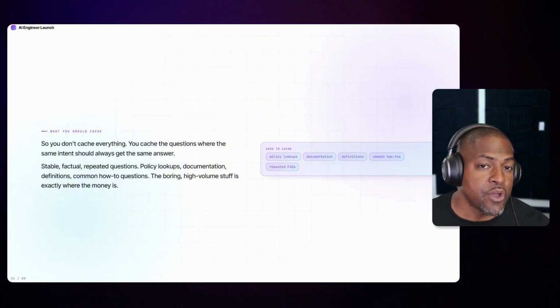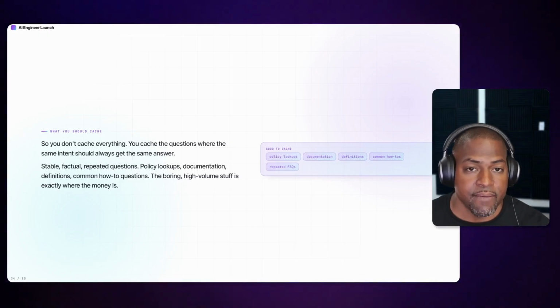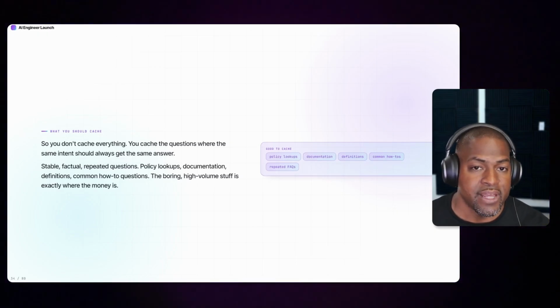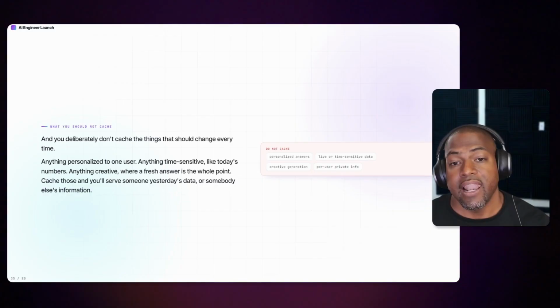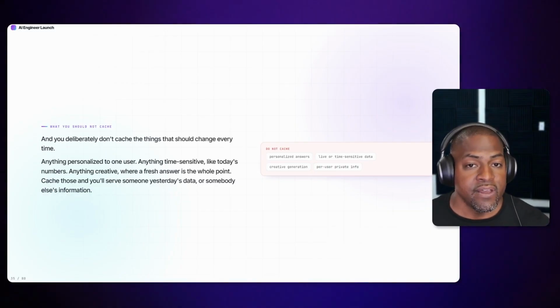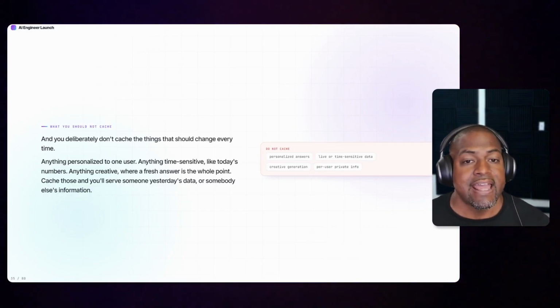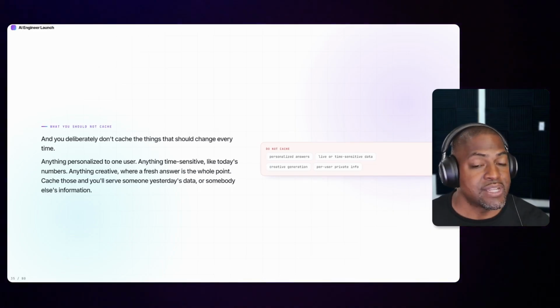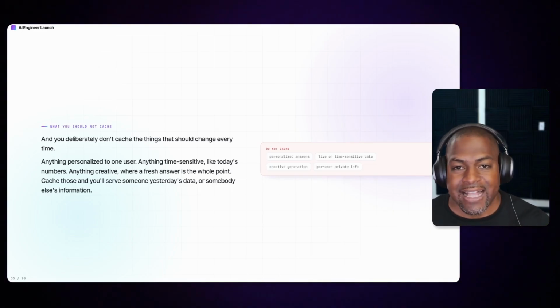And you don't cache the things that should change every time. Anything personalized to one user, anything time-sensitive like today's numbers, anything creative where a fresh answer is the whole point. Cache those and you'll serve someone yesterday's data or somebody else's information.